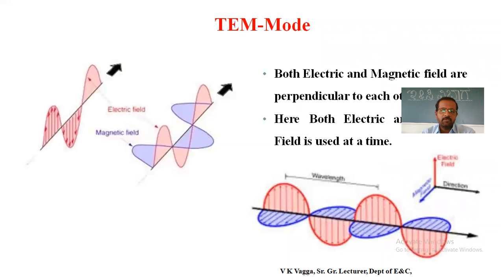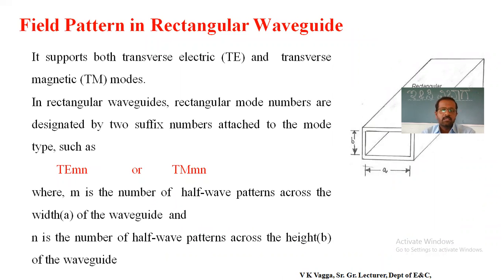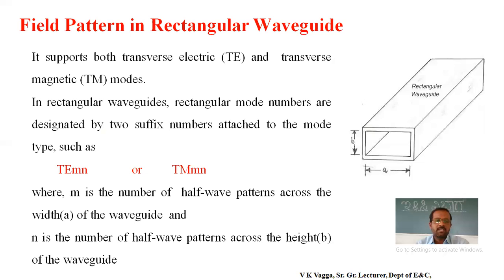Okay, and after that, consider the field pattern in the rectangular waveguide. The rectangular waveguide is going to support the TE mode as well as the TM mode. In the rectangular waveguide, the mode numbers are designated by two suffix numbers attached to the mode type, such as TEmn or TMmn. M and N are going to represent the field pattern.